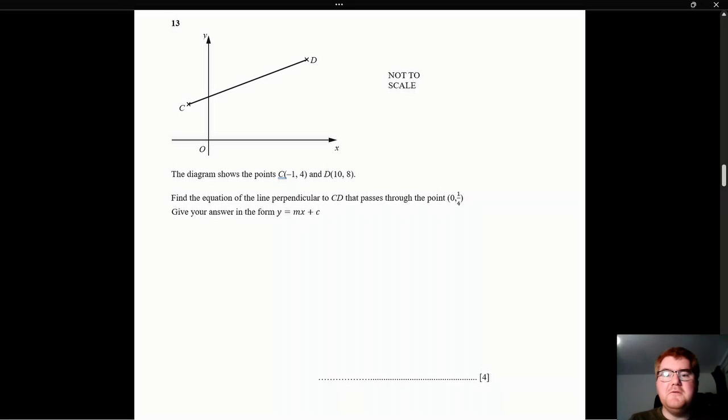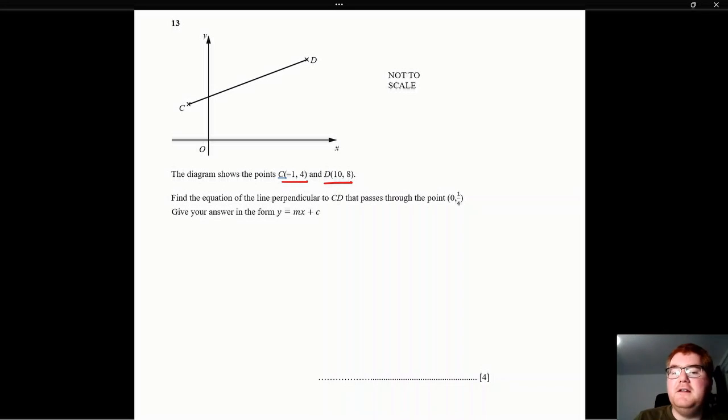Okay, and on to question 13. Unlucky for some, but not going to be unlucky for us. So we've got the diagram showing the points here, -1, 4 and 10, 8. And we want to find the equation of the line perpendicular to this that passes through this point 0, 1/4 in the form y equals mx plus c. As soon as you see a coordinate geometry question like this, the first thing you should be thinking here is gradient. So we need to work out the gradient of this line up here.